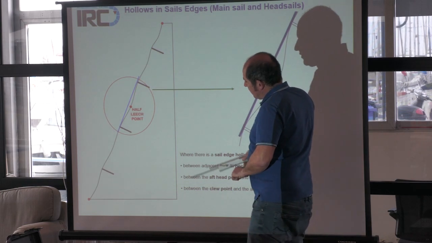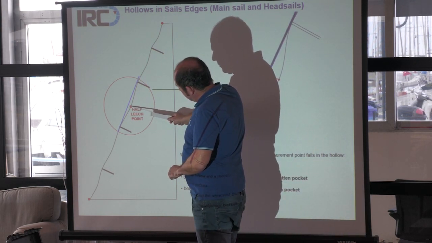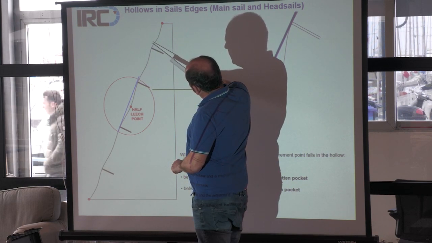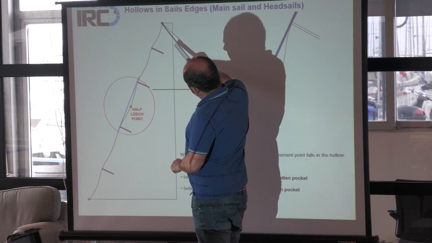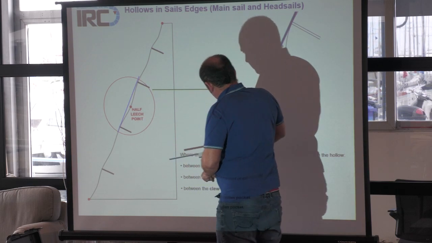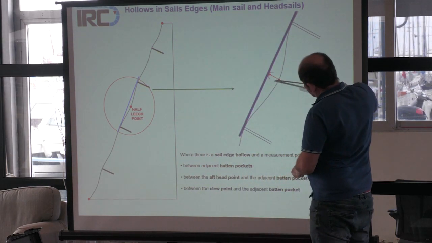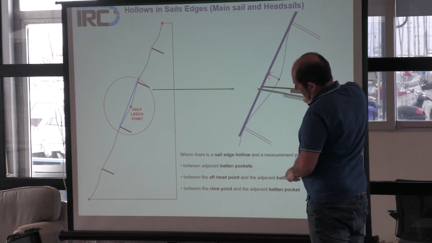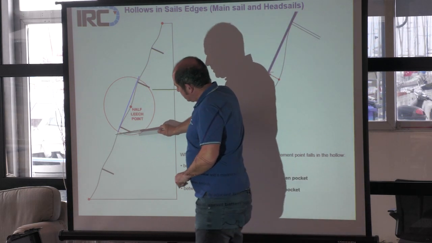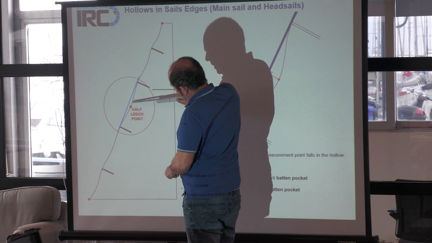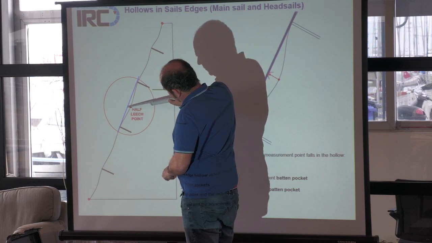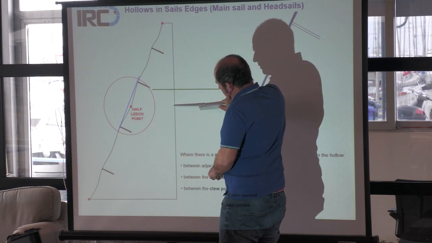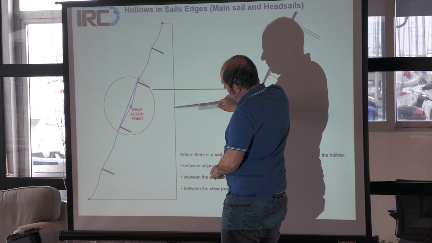When you have a measurement point between two battens, or a measurement point between the batten and the aft head point, you will add the measurement of the hollow. So here you put, for instance, the batten, and you measure the distance from that point to the batten. And you add this distance to the MHW measurement that you first made on the sail.